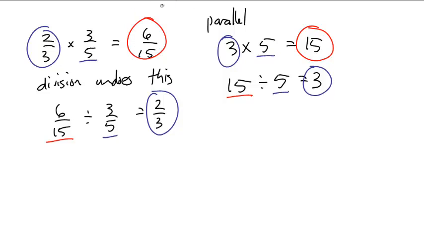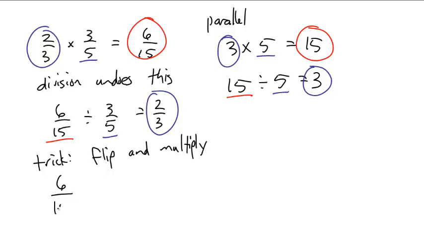In any case, how do we see that 6/15 divided by 3/5 is 2/3? Well, the trick, which for a class like this, what the heck? It's flip and multiply. Does this really work? Yes, it really works. 6/15 divided by 3/5 is 6/15 times 5/3. It's called the reciprocal. You just switch the places of the 5 and the 3.